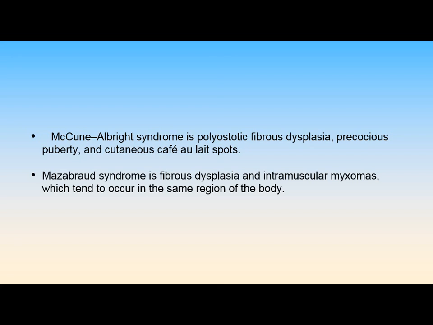We have McCune-Albright syndrome, which is polyostotic fibrous dysplasia, with multiple bones affected, precocious puberty, and cutaneous café-au-lait spots. We have another syndrome, Mazabraud syndrome, which is fibrous dysplasia and intramuscular myxoma, which tend to occur in the same region of the body.